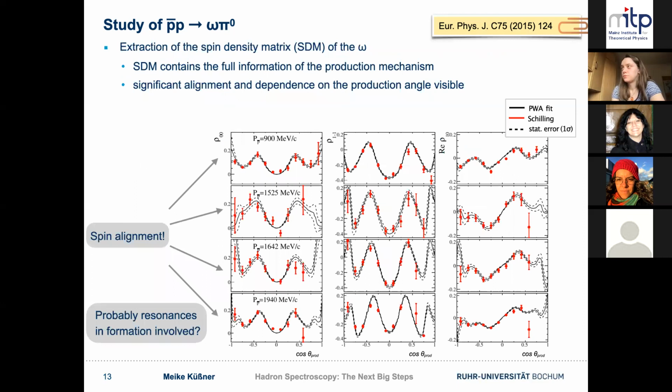So furthermore, it was possible to extract the spin density matrix of the omega. So the spin density matrix basically contains all information of the production mechanism. And here you see the different matrix elements. And you see in this row 0,0 that first of all, one observes spin alignment. So there is something more complex going on in the production process. And there can probably also be resonances involved, might be hinting that there is a more complex structure here in this row 0,0. So this is very interesting to see, and it would probably be very interesting to perform again with PANDA.